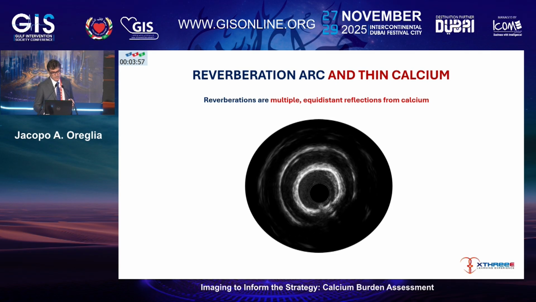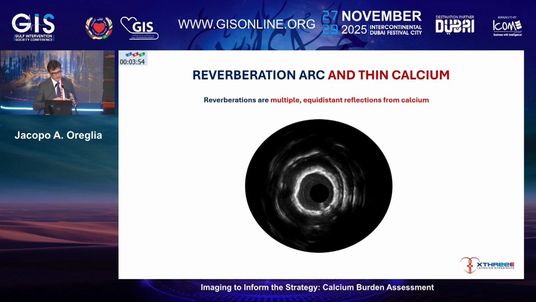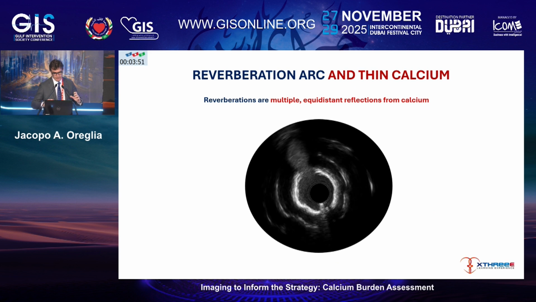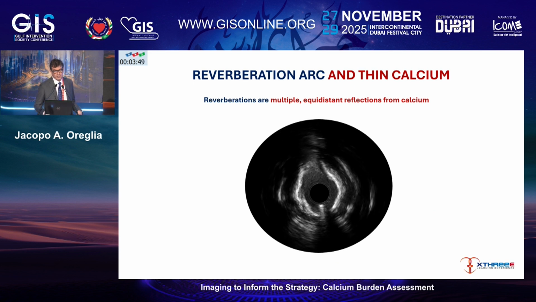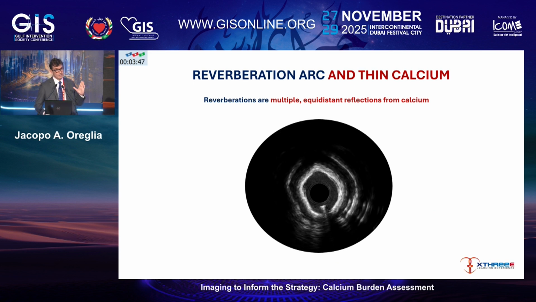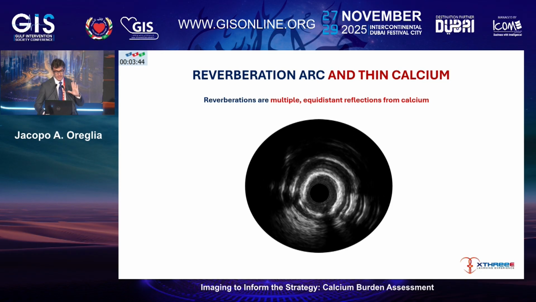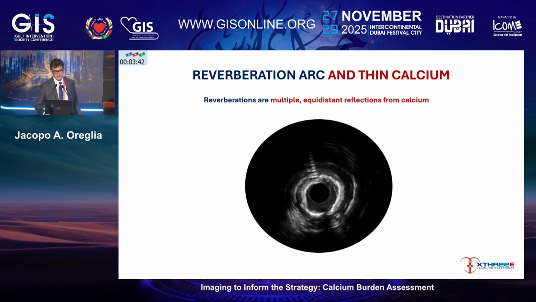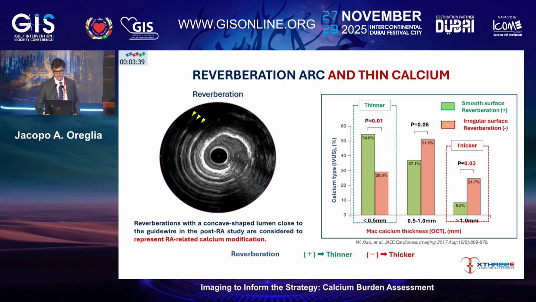So when you see this kind of reverberation, where the image looks concentric, this means that the surface of the calcium is very flat, and this usually is associated with thinner calcification. So if we see this reverberation, we may say that this calcium is thin. If we don't see any reverberation, for example, in this image we have reverberation on this side and no reverberation on this side, probably this calcium is thicker than this one.